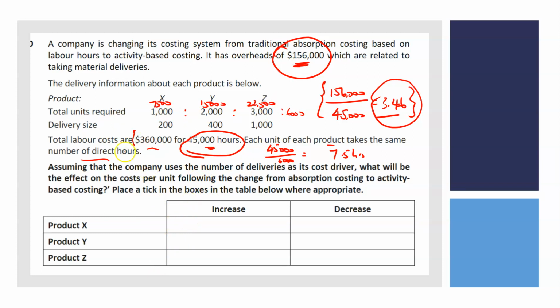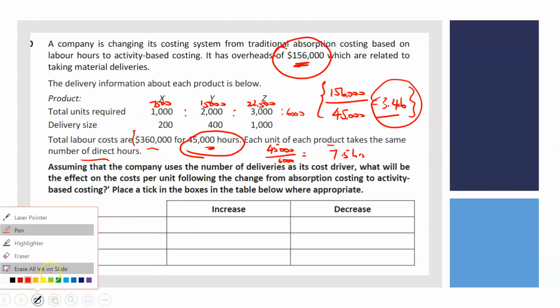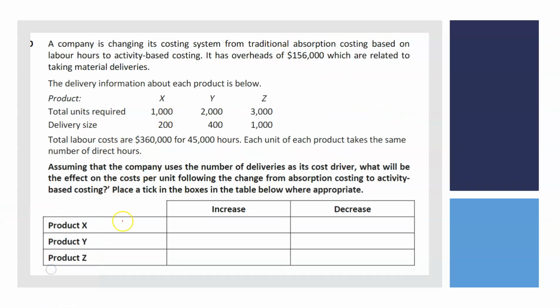Let me just see if I can clean that out, give myself a clean screen. I would literally just say for 1/6, because this is 6,000 in total, isn't it? 1,000 plus 2,000 plus 3,000 is 6,000. So 1 over 6 times 156,000 is the case for x. 2 over 6 times 156,000 is for y. And 3 over 6 times 156,000 is for z.